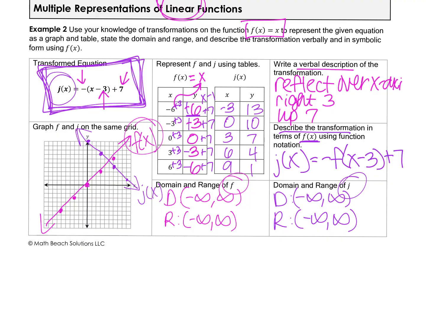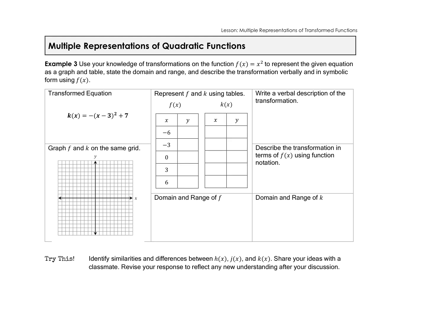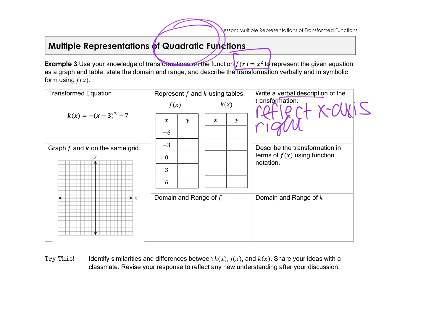All right, let's take a look at the back. So notice this time we're going to be looking at a quadratic. So it tells you your parent function is f of x equals x squared. All right, so we're going to go ahead and start with our verbal description. Notice we have a negative in front. It reflects it over the x-axis. The x minus 3 inside will be going to the right 3, and then up 7.